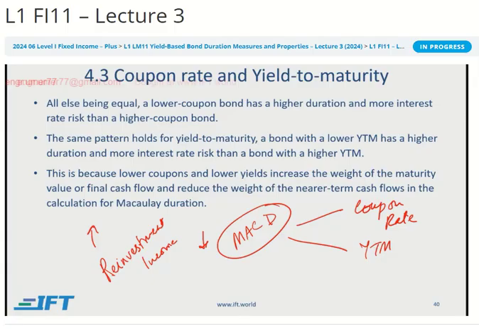So if reinvestment income is higher, your MACD is lower. And how will your reinvestment income be higher? If the coupon rate is higher, or the rate at which you can invest the coupon is higher, right? So therefore, coupon rate and the interest rate are both inversely proportional to your MACD, because a higher coupon rate or higher interest rate reduces your MACD, therefore they are inversely related.